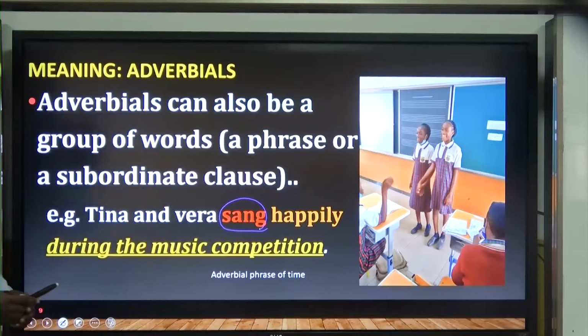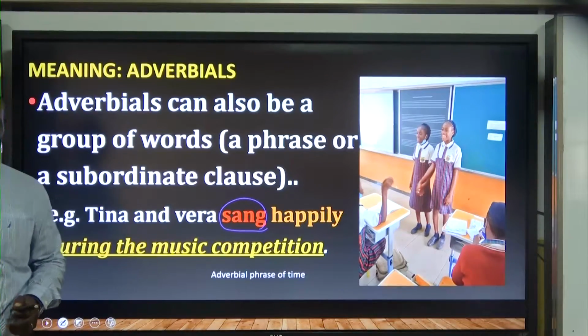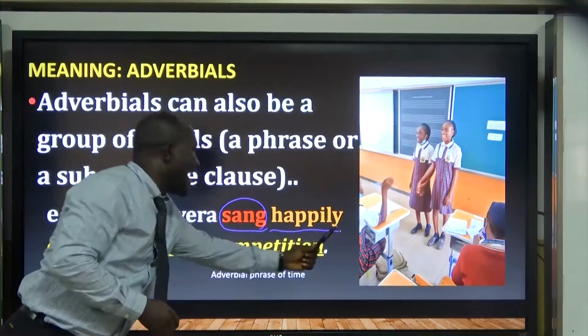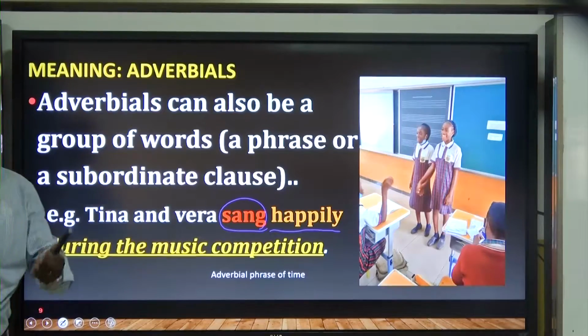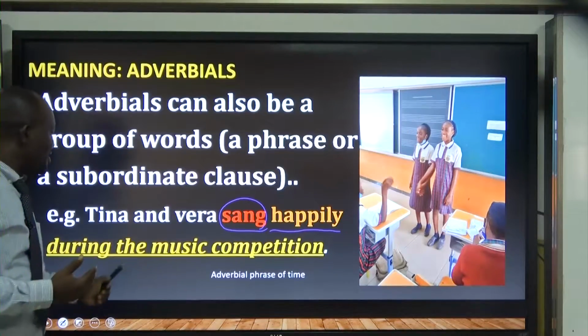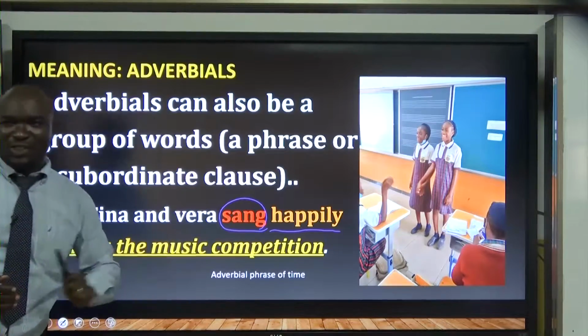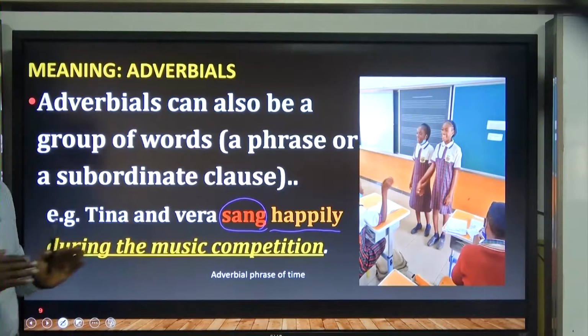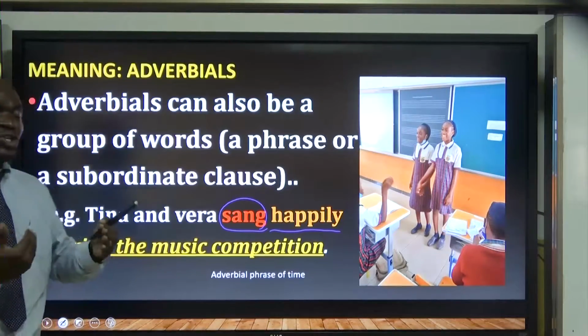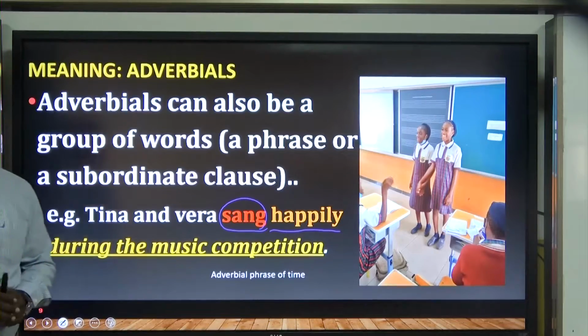Isn't it? How did they sing? One word, an adverbial. They sang happily. But a group of words, during the music competition. So the whole of during the music competition is also an adverbial. They are also adverbials used as a group of words.